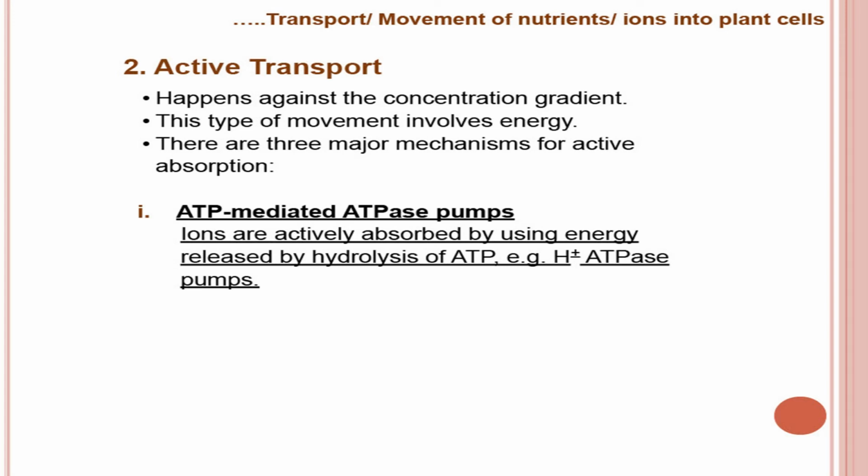Number 1 is ATP mediated ATPase pumps. Ions are actively absorbed by using energy released by hydrolysis of ATP. For example, H-ion ATPase pumps. So, this is a really very important mechanism, but in this case the plant needs to use a certain amount of energy for the uptake of nutrients or ions. It is not free, the plant has to spend some energy in this case.